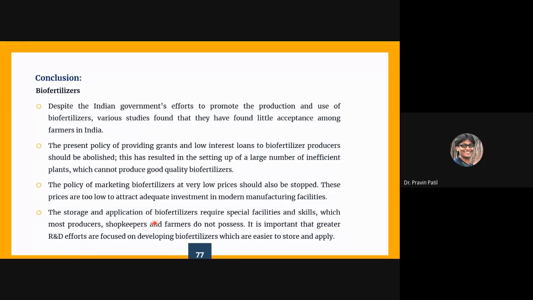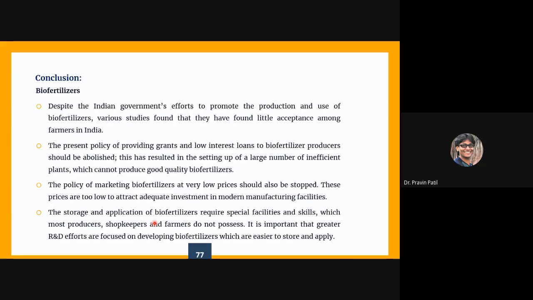Apart from that, the policy of marketing biofertilizer at a very low price is also not good. Selling at a cheap price is a good thing, but if you want to sustain an industry, selling something at an extremely cheap price will not attract investment. And if there is no investment, there won't be propagation or industrialization of that field. If you want to cater to the huge demand of the Indian agriculture sector, we must have industrialization of this field, which has not yet been attained.